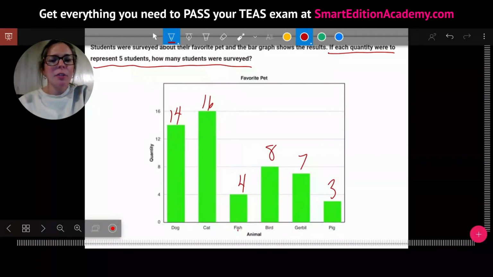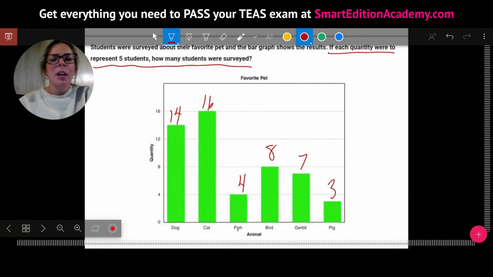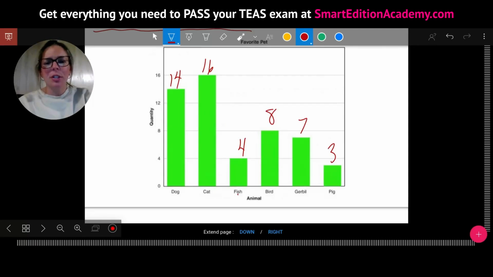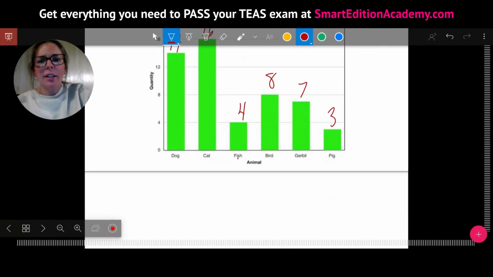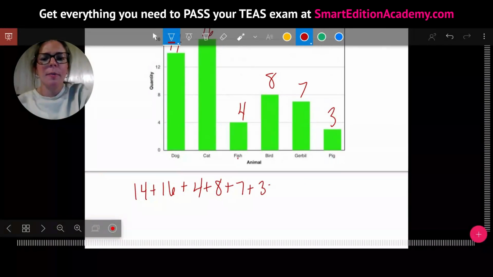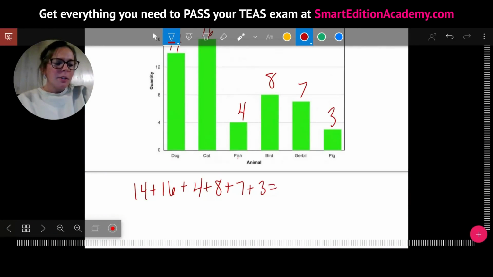So you've got to be really careful. Don't jump to conclusions. Make sure you're really being as accurate as you can with these numbers. So this is not how many students were actually surveyed. This is just how we're representing it on the graph. So to find the actual total number of students, we're going to multiply each of these by 5. What I might do is just first add these up. So 14 plus 16 plus 4 plus 8 plus 7 plus 3. So when I add those together, I get a total of 52.